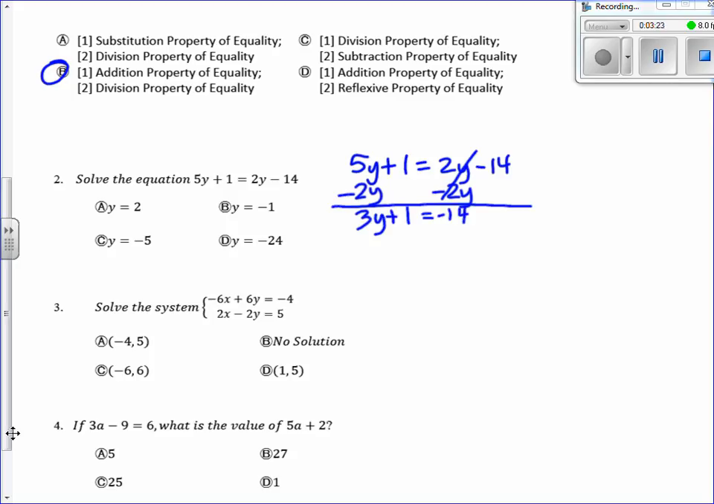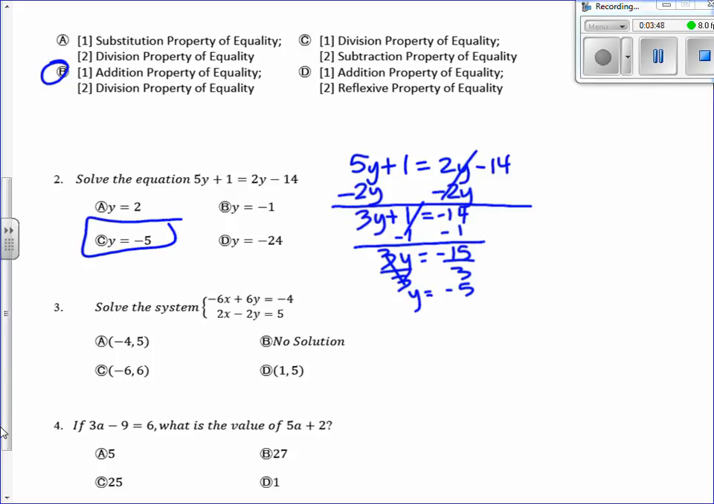And then I need to get rid of this 1. So by doing that, I end up with negative 15. And now I can use my division property, divide both sides by 3, and I get y equals negative 5. C. Number 3.